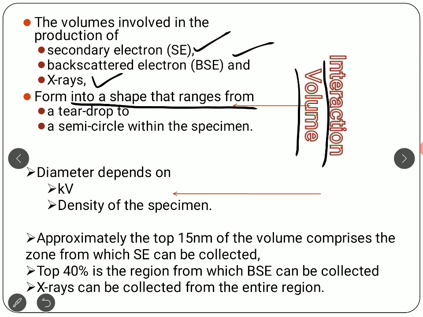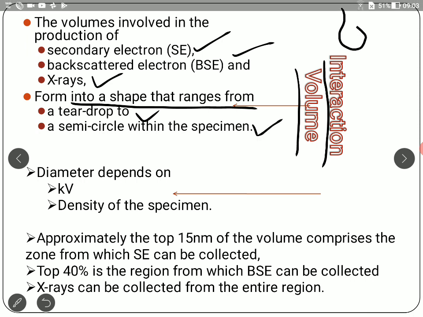This is called the interaction volume, which might be in the form of a teardrop or a semicircle within the specimen. I'm not that good at drawing, as you all know. It will be something like this, like a teardrop or a semicircle within the specimen. We are going to see it in the next slide.